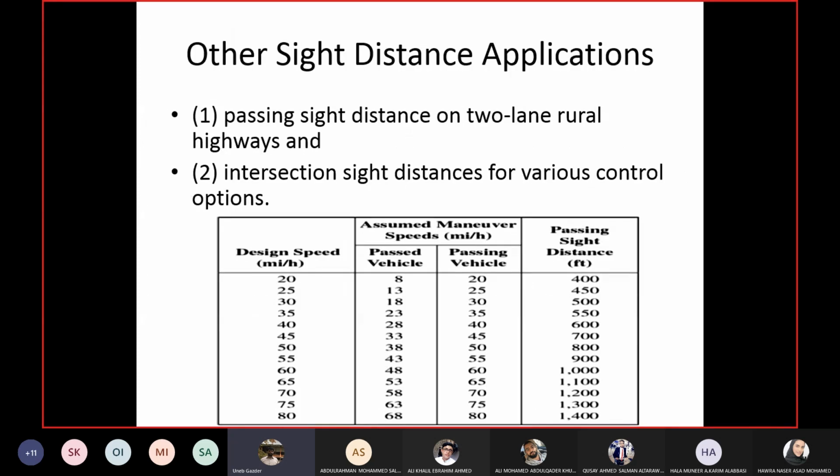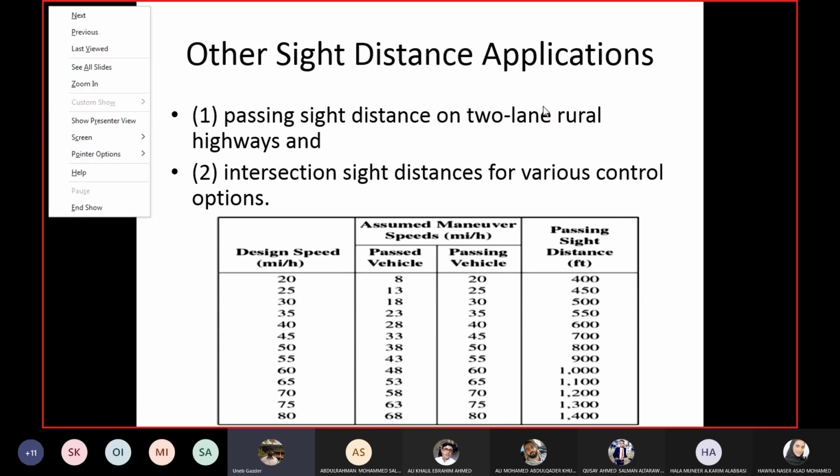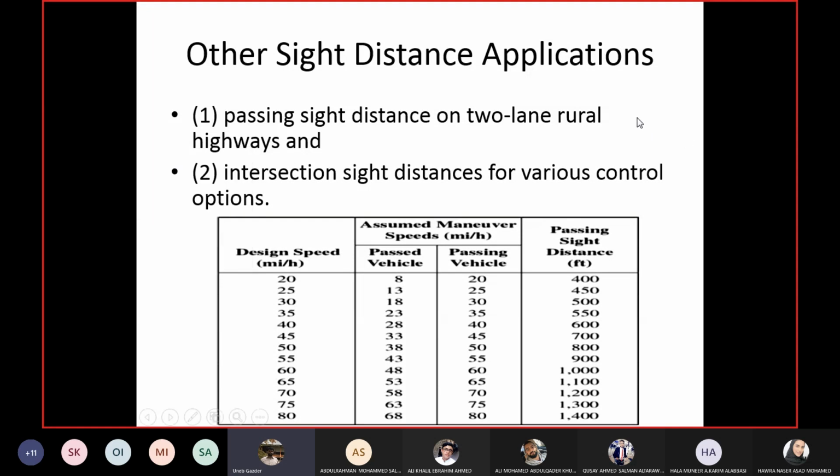Okay, some other types of sight distances may also be provided in specific locations. For example, passing sight distance may be provided on 2-lane rural highways. Okay, first of all, understand this thing: why is passing critical on two-lane highways?